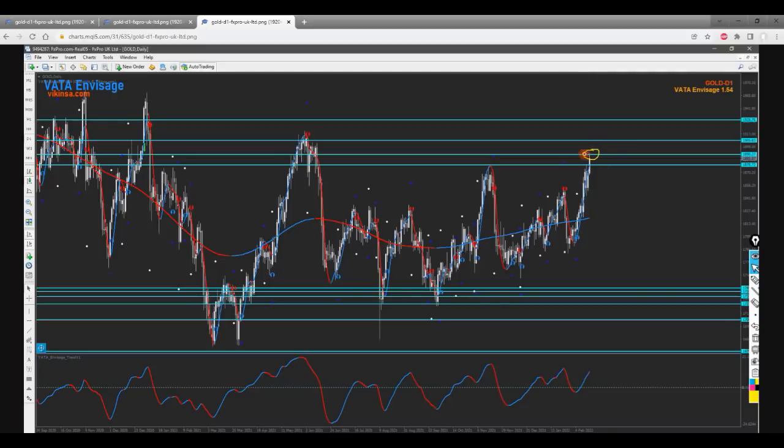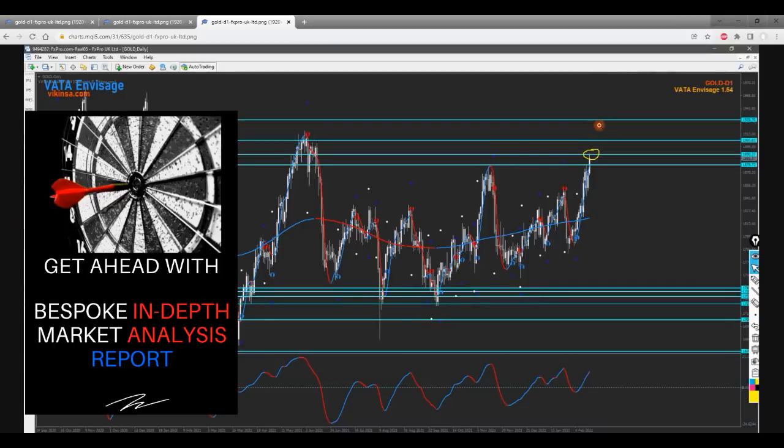So gold is still looking bullish, but as I mentioned, it is reaching an area where we should start looking for a downward move very soon. So wait for a confirmation. Do not just jump in. Always wait for a confirmation. If you have Vata and Visage or some other tool or technique to find a confirmation, that will be the best, but always wait for a confirmation before trading.